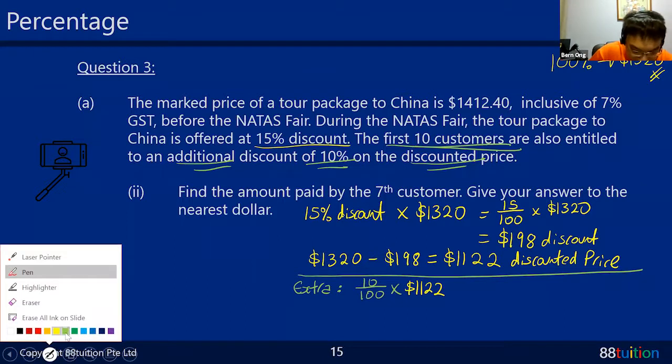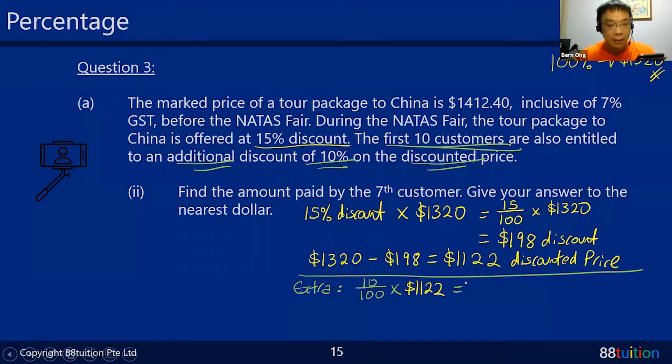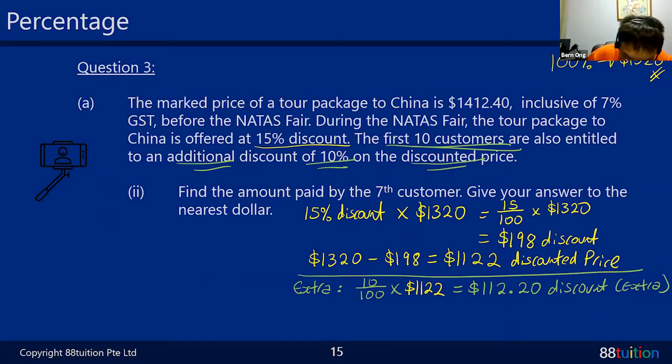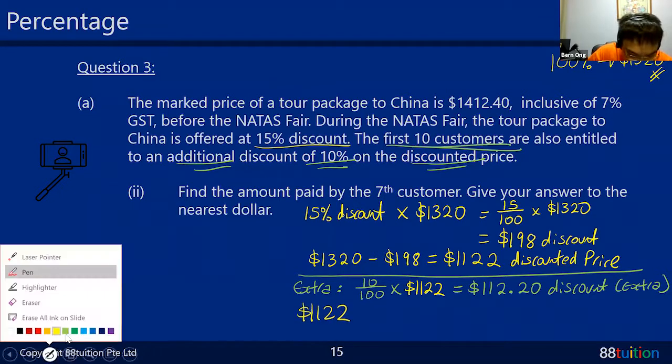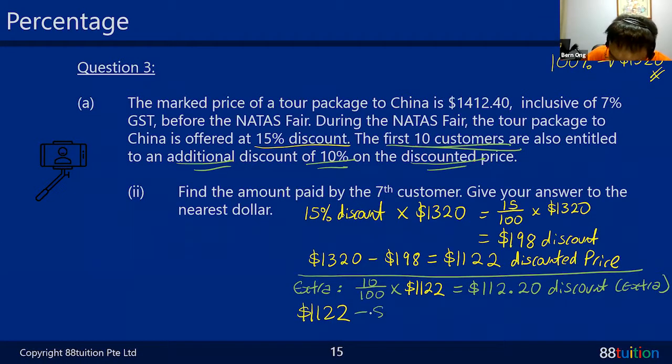So what is the 10%? Let me calculate: 10 over 100 times 1122. It is your 112.20 cents. This is the extra discount. So every number you must tell yourself a story. Is that okay? Then what do you do? You take your 1122, which is your discounted price, minus, because you're in the top 10 who went to buy this package, minus 112.20 cents.